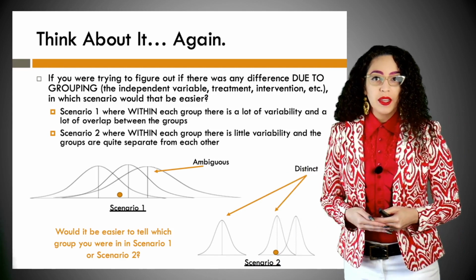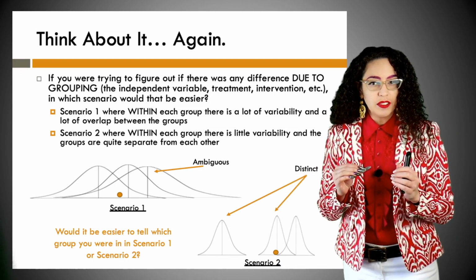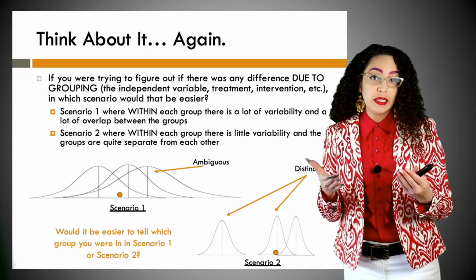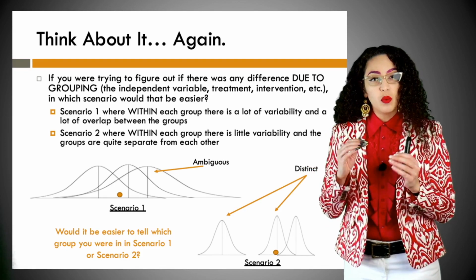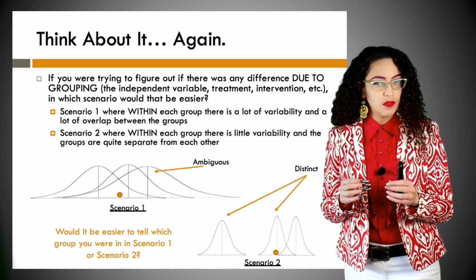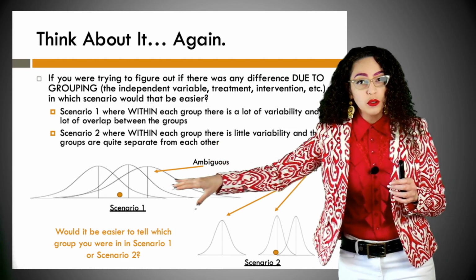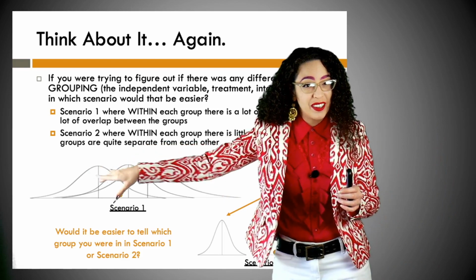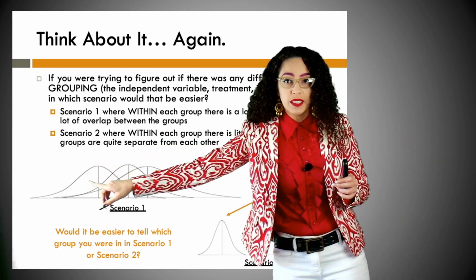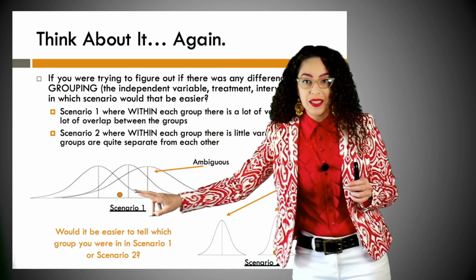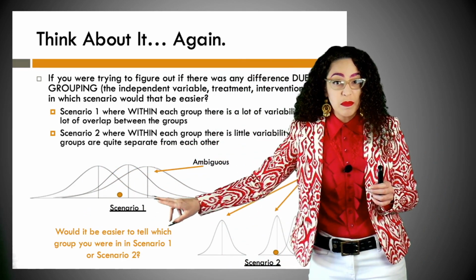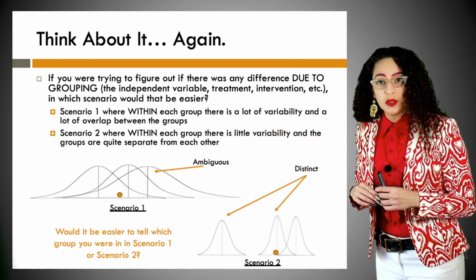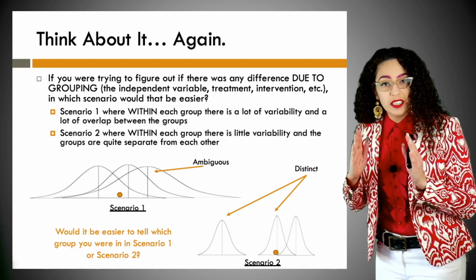Let's think about it again. If you're trying to figure out if there are any differences due to grouping, that's the independent variable, that treatment effect, or the intervention, or in this case, the different ways that people studied, in which scenario would it be easier to see those differences? In scenario number 1, where within group variance is very high, meaning that the people within each group are very different from each other, some of the lowest in group 1 are down here, but some of the highest in that low group are in like the mean of the highest group, so there's a lot of overlap. Or would it be easier in scenario number 2, where the within group variance is very small?